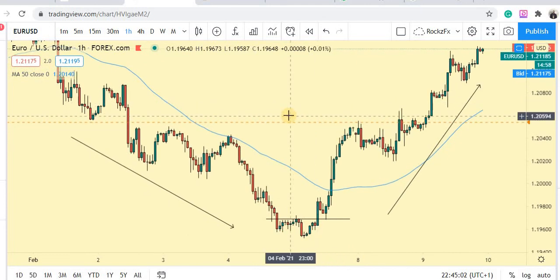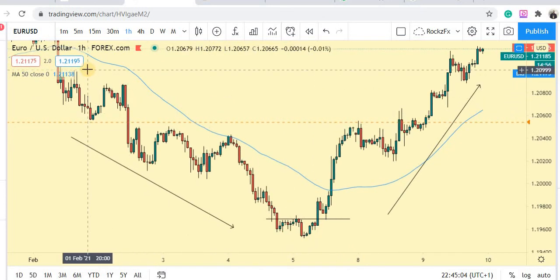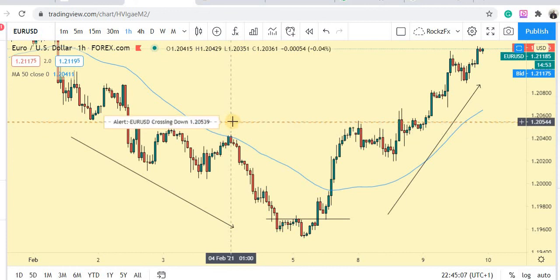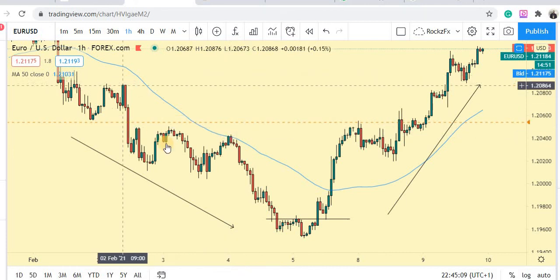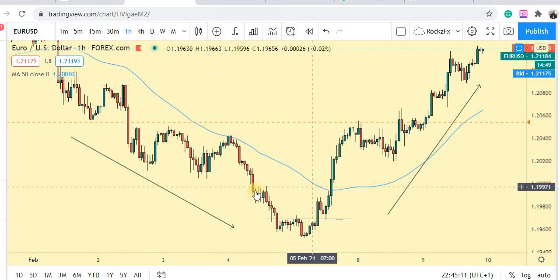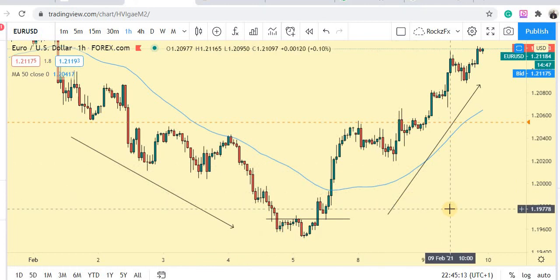So this is just an illustration. For a downtrend, it is better if you're selling. You can sell here, you can sell here, you can also sell here, and you make some nice profit.